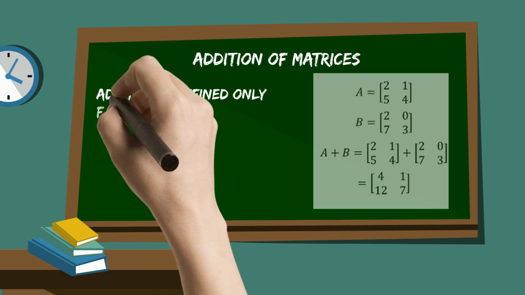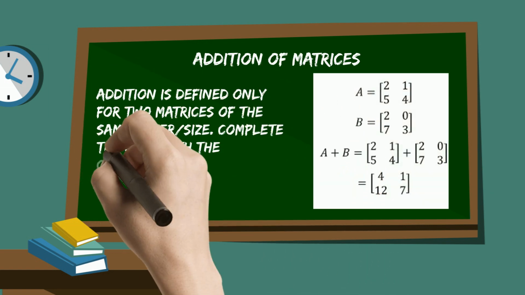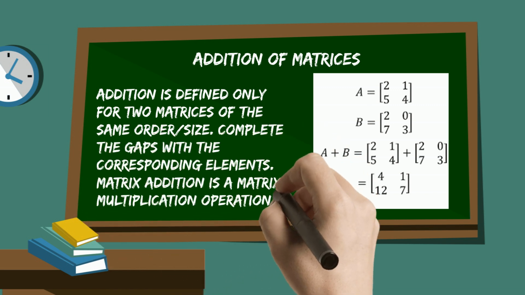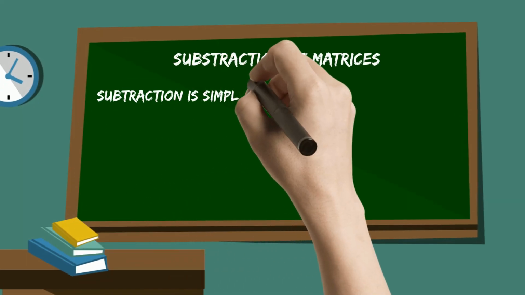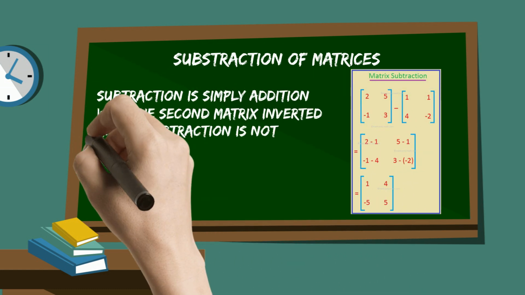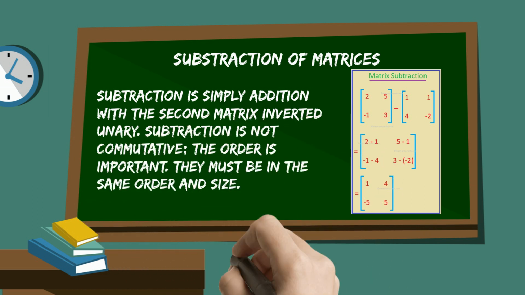Addition of matrices. Addition is defined only for two matrices of the same order. Add the corresponding elements. Subtraction of matrices. Subtraction is simply addition with the second matrix negated. Subtraction is not commutative. The order is important. They must be of the same order and size.